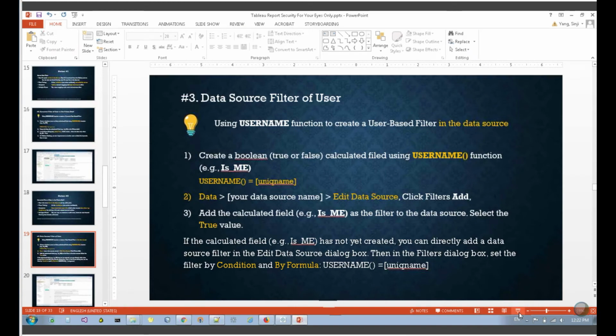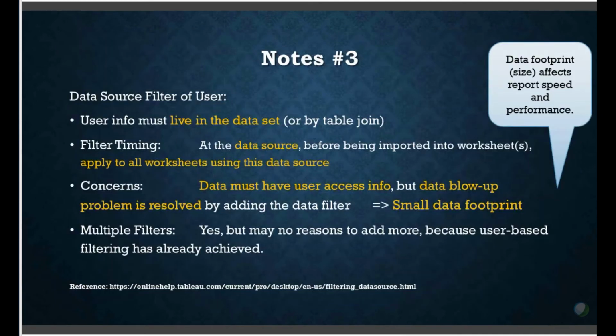And let's look at the notes for solution number 3. The user information must live in the data set, right? As we demonstrated, you need to filter the user in the data set. So the user's ID must be in the data set. And the filter timing is at the data source, before it brings data into the Tableau report worksheet. And because the data source is filtered, it applies to all the worksheets using this data source, right? And since data must have the user access ID, it creates a data blow up by joining a table in order to get a user ID.